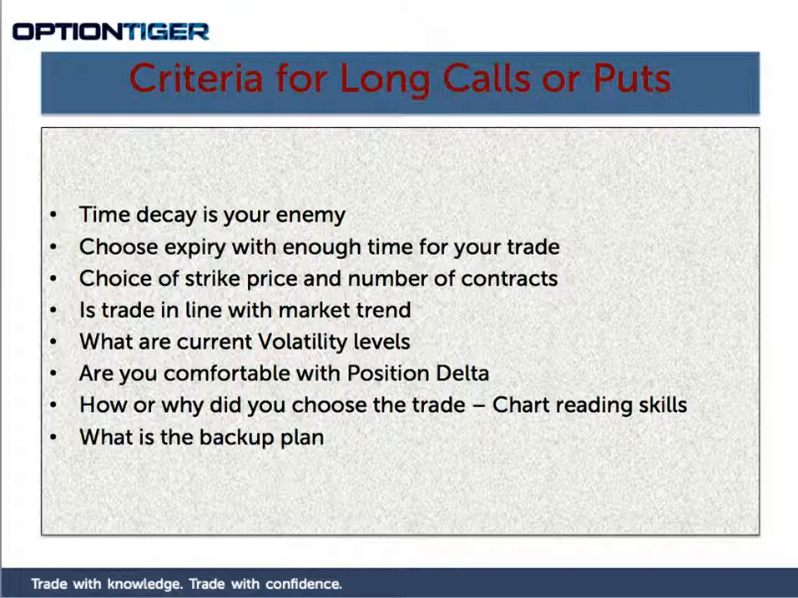One is your choice of strike price, and the other is the number of contracts. If you're going to buy a long call or a long put, you have many choices in strike price. You could buy an at-the-money call option or put option, in which case your delta is going to be 0.5. But that is the delta of that option. What really matters is your position delta, and that depends on the number of contracts that you buy.